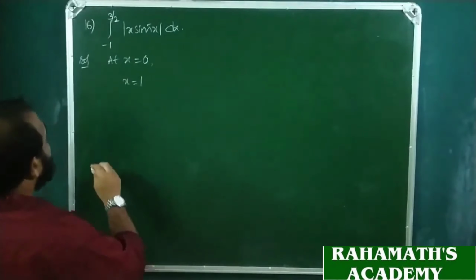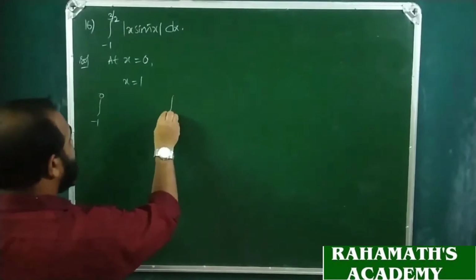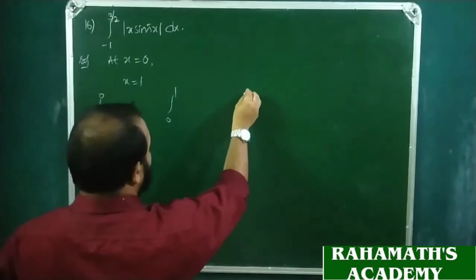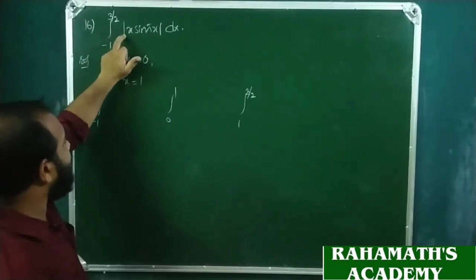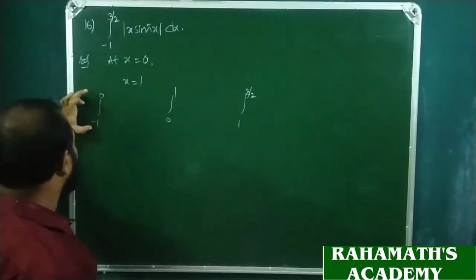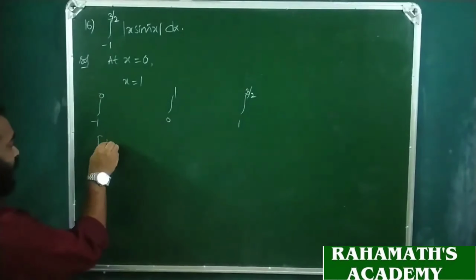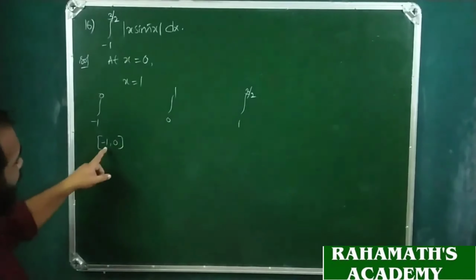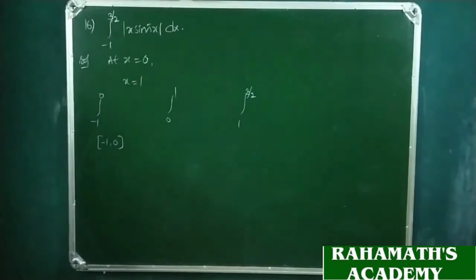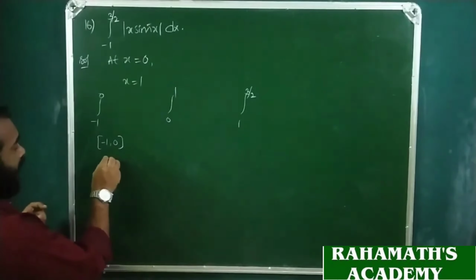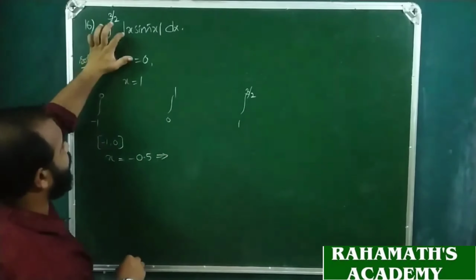So that means between minus 1 to 0, and 0 to 1, and 1 to 3 by 2. Therefore this interval can be split into minus 1 to 0, 0 to 1 and 1 to 3 by 2. So between minus 1 to 0, if I take any value in between minus 1 to 0 and substitute in this, let us see what will happen. For example, I will take minus 0.5. x equal to minus 0.5, and I will substitute in this.